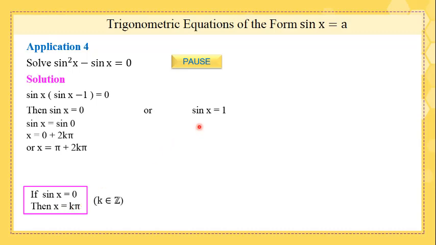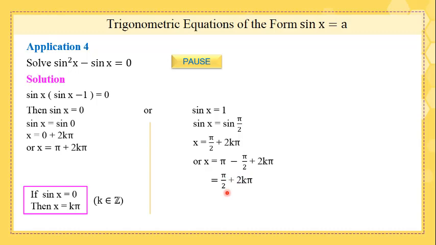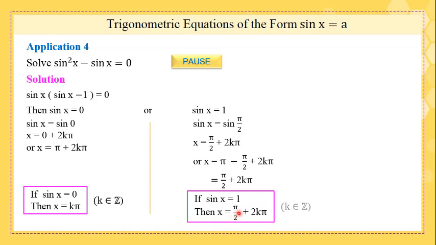For sin x equals 1, then replace 1 by sin pi over 2. x equals pi over 2 plus 2k pi or pi minus pi over 2 plus 2k pi, that is pi over 2 plus 2k pi. Then if sin x equals 1, x equals pi over 2 plus 2k pi.